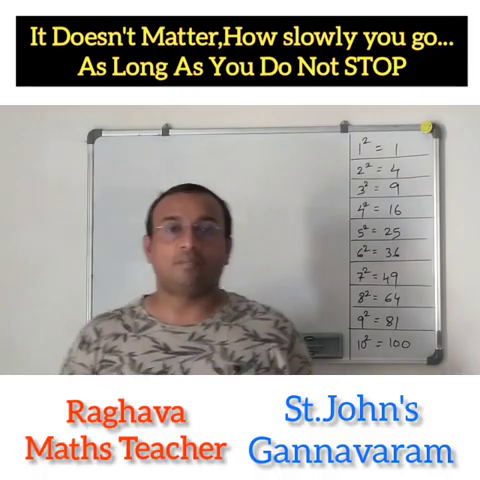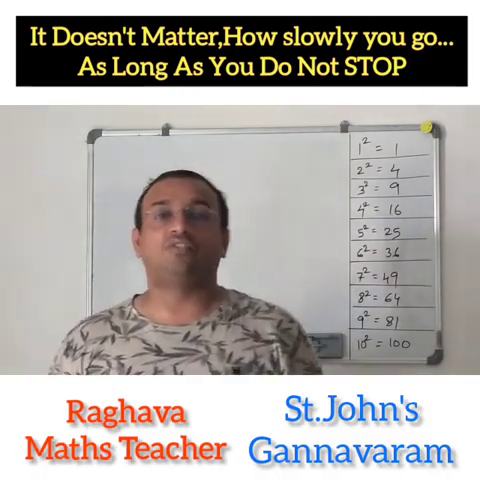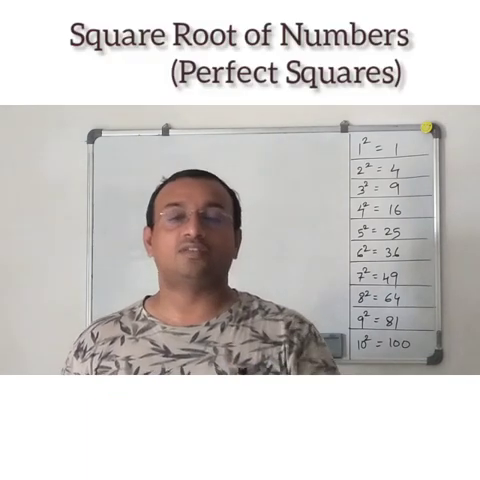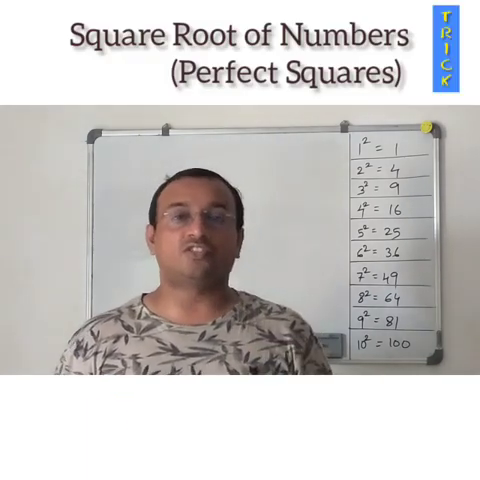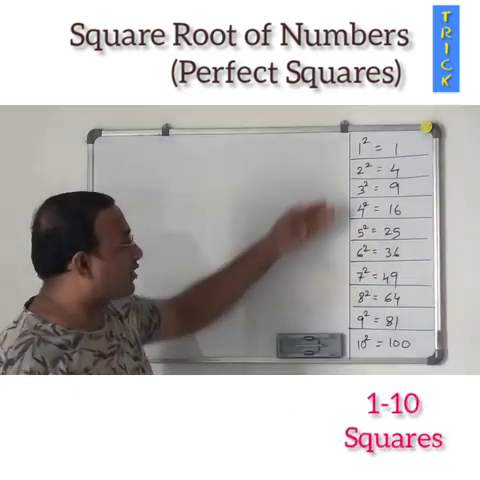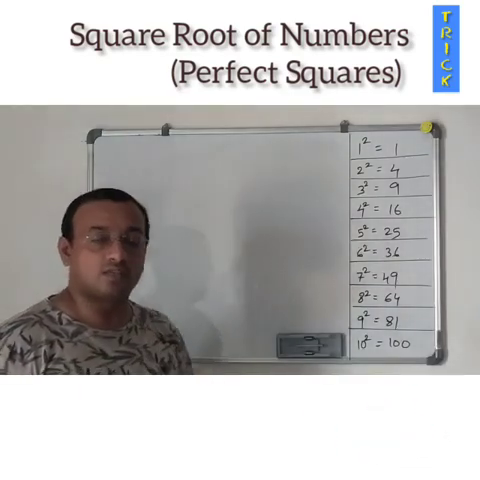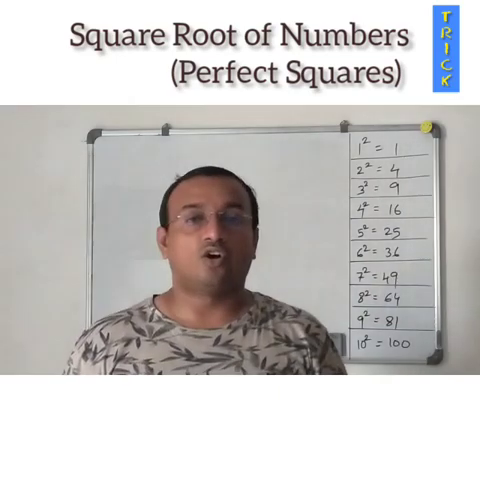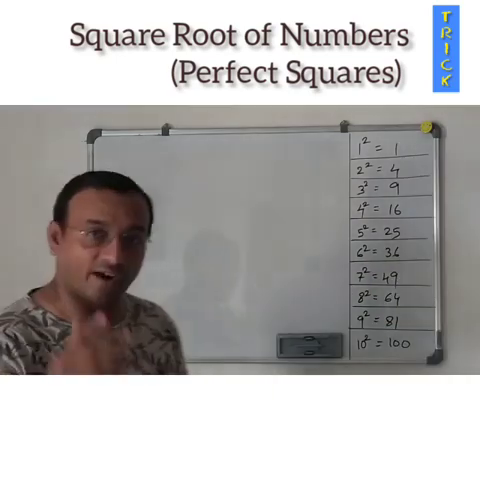Hi friends, I am back to discuss a trick with which we can find the square root of numbers, that is nothing but perfect squares, just in 5 seconds. But before going to that friends, let's have the squares of 1 to 10, which are very important for us in finding square roots. Okay friends, let's start our trick in finding square roots.